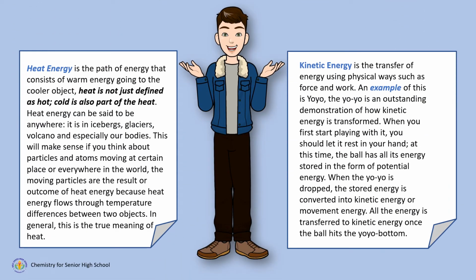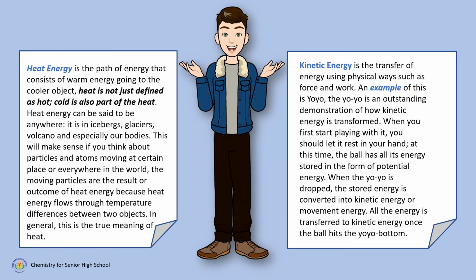First, we have heat energy, which is the flow of energy from a warmer object to a cooler object. Heat is not just defined as hot. Cold is also part of the heat. Heat energy can be said to be anywhere. It is in icebergs, glaciers, volcanoes, and especially our bodies. This will make sense if you think about particles and atoms moving in a certain place or everywhere in the world. The moving particles are the result of heat energy because heat energy flows through temperature differences between two objects. In general, this is the true meaning of heat.